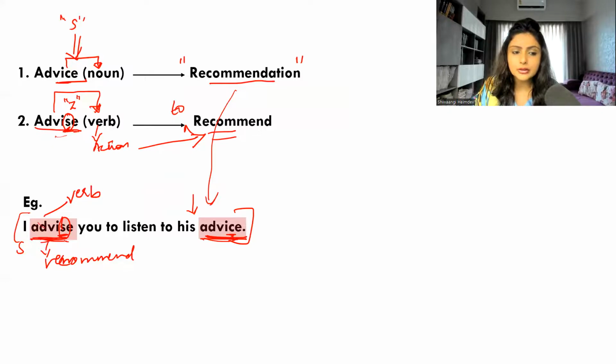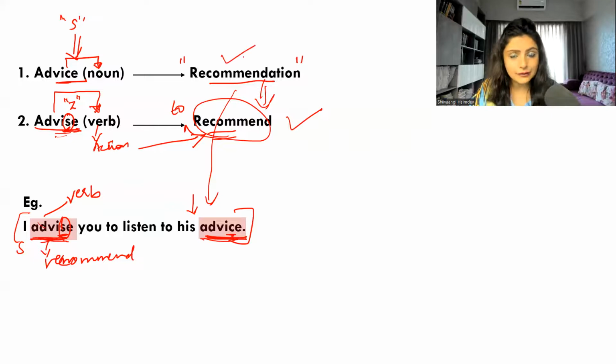just substitute the word advice with recommend or recommendation. So whenever you feel that recommend should come in the sentence, use advise with S in it. And whenever recommendation should come in the sentence, use it with C. So I advise you, I recommend you means use advise with S in it. And I advise you to listen to his recommendation. Recommendation means advice with C.